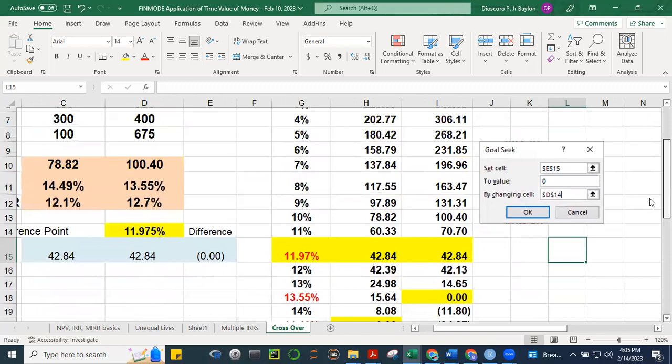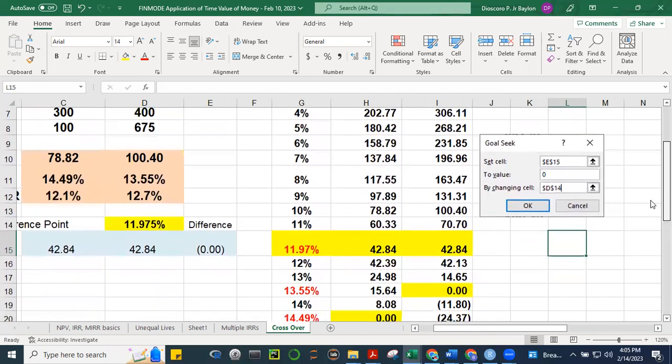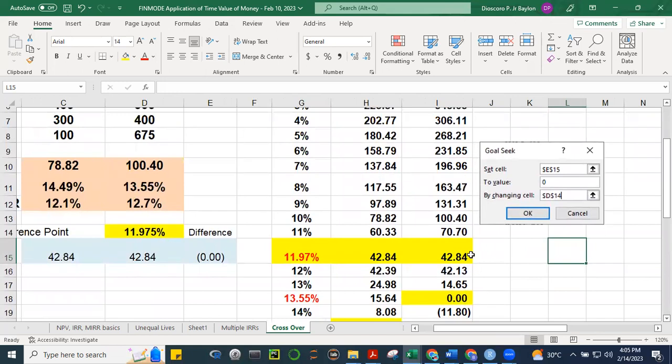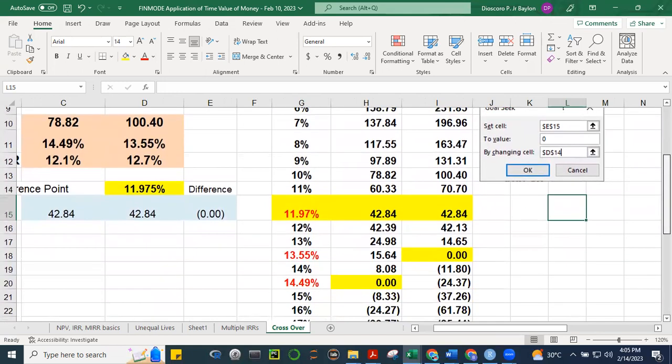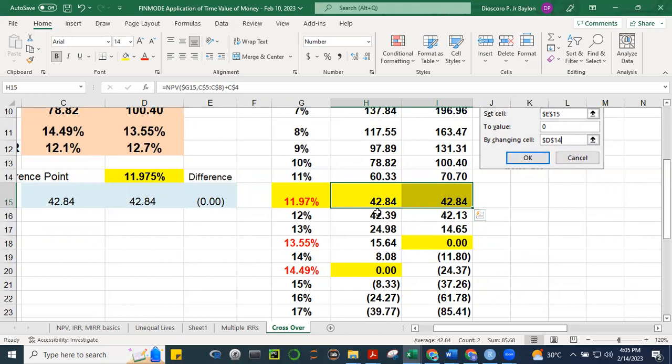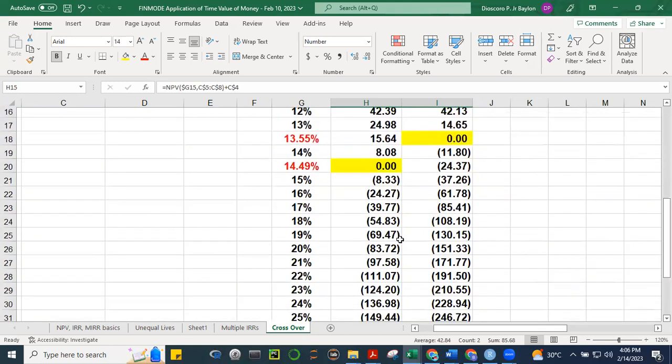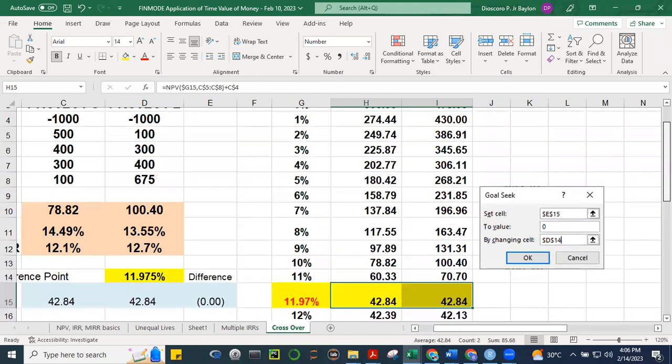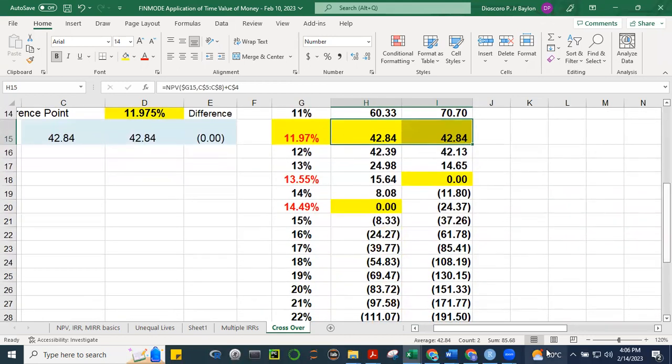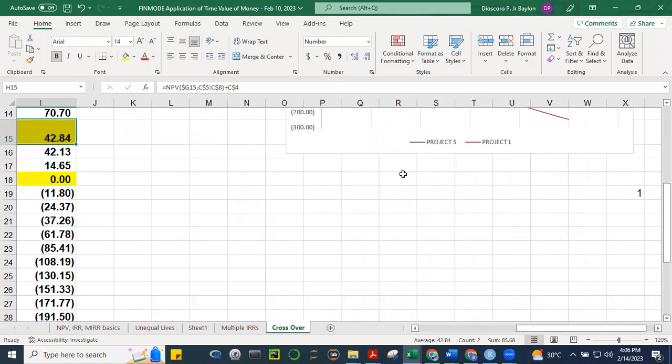Alright, so I'll just summarize na lang, ano? From 0 to 11.97%, Project L. From 11.97% up to 14.49%, Project S. Okay? At 11.97%, exactly, indifferent yan. Either S or L tayo. Greater than 11.97%, we choose up to 14.49%, Project S. Beyond 14.49%, reject both of the projects kasi parehong mga negative na ang net present value. Okay?